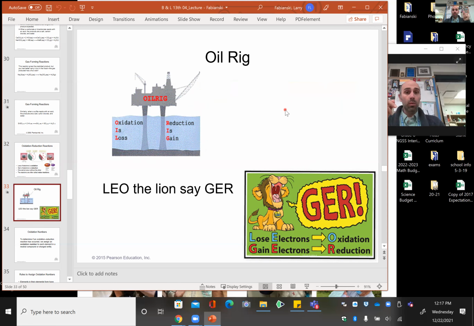Two ways: oil rig and Leo the lion says grr. Oil rig, oxidation is loss. Loss of what? Loss of electrons. Reduction is gain. Oil rig, oxidation is loss, reduction is gain. Easy way to remember it. And another one, Leo the lion says grr. Leo, lose electrons, oxidation. Grr, gain electrons, reduction. Let me hear you say the two. Oil rig and Leo the lion says grr.